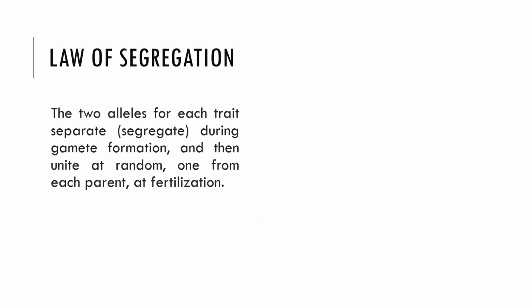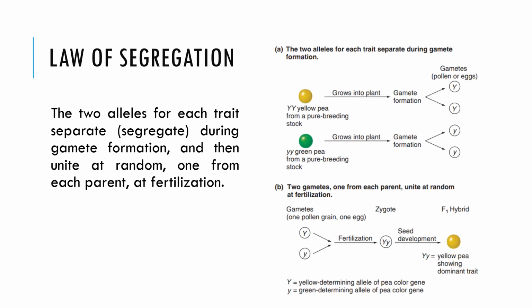The law of segregation states that the two alleles for each trait separate or segregate during gamete formation and then unite at random, one from each parent, at fertilization. Figure A shows the two alleles for each trait separate during gamete formation. The same thing happened for the green pea, represented by recessive traits or lowercase letters. During gamete formation, the alleles separated or segregated into two.